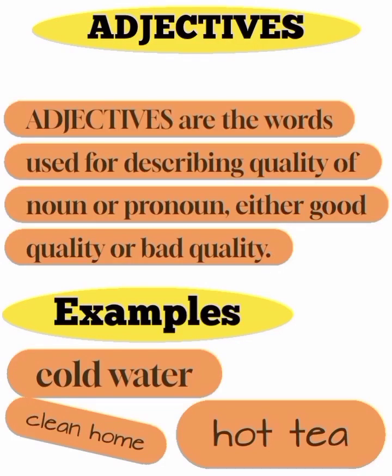Adjectives. Adjectives are the words used for describing quality of noun or pronoun. Either it is good quality or bad quality. For example, cold water. Coldness is the quality of water and water is noun. Clean home. Cleanliness is the quality of home and home is the noun.